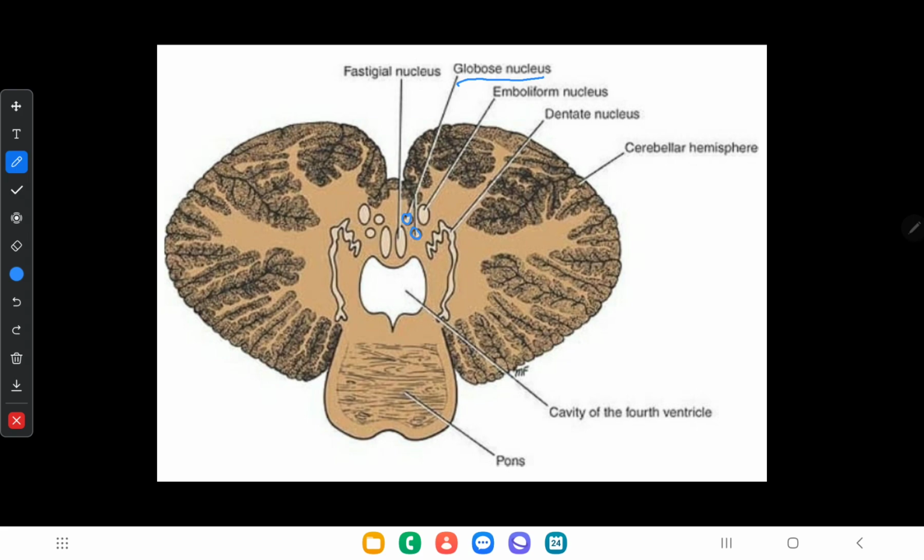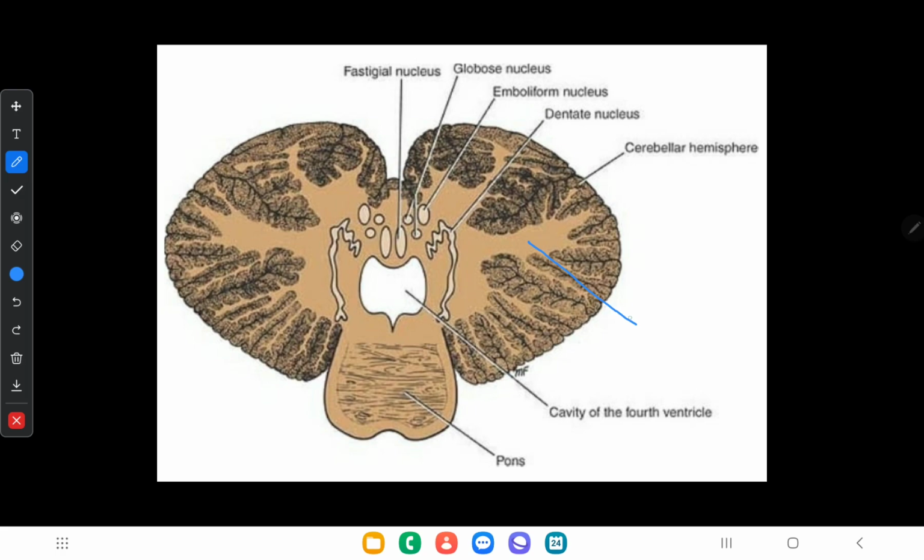Then the fastigial nucleus lies near the midline of the vermis, close to the roof of the fourth ventricle. This is the fourth ventricle. This is the roof of the fourth ventricle. You can see it is larger than the globose nucleus.